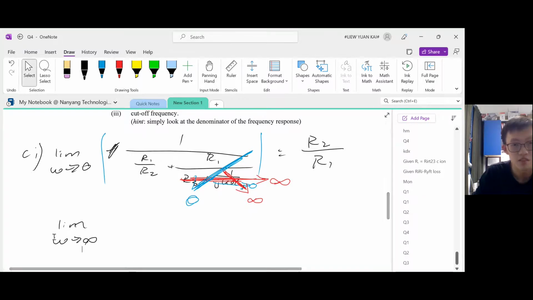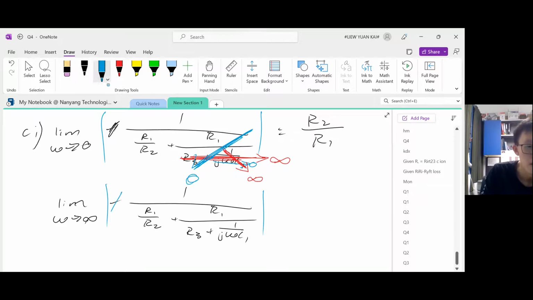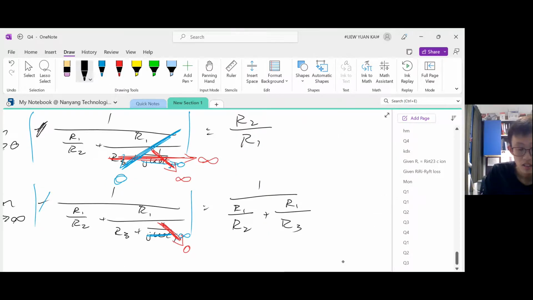As omega approaches infinity, for the same gain, again we can drop away the negative using the modulus operator. Drop this away. Now focus on this. Make this go to infinity. So 1 over infinity means this thing should just drop away. This goes to 0. 1 over infinity is just 0. Meaning to say, we only left behind this and everything else. So just copy them down. What you have at the end of the day is 1 over R1 over R2 plus 1, sorry, R1 over R3. Okay, so that should be it.